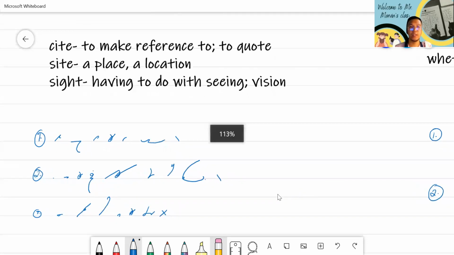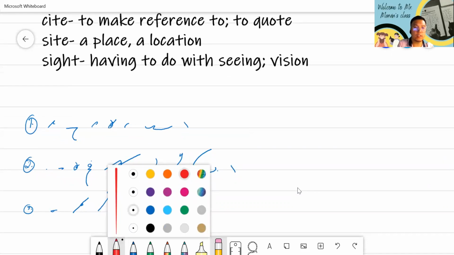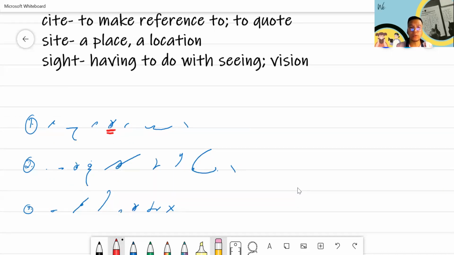So let's have example number one. If we are going to read the shortened sentence: it is important to cite the rule, period. So most probably we're talking about the cite that is spelled as CITE. So citing a specific rule, maybe a law. Okay, let's have example number two. We have: a new site has not been decided for the office building. So your cue there is the building. So most probably we're talking about the site that is spelled as SITE, which means the location.